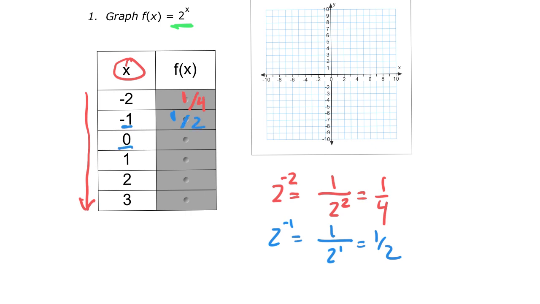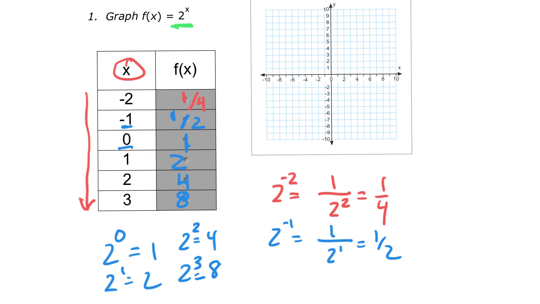Now we're going to the 0. 2 to the 0 is 1. 2 to the first is 2. 2 squared is 4. 2 cubed is 8. Now I'm going to graph to get what shape we have. So 3 is 8. 2 is 4. 1 is 2. 0 is 1. Negative 1, 1/2. Negative 2, 1/4. And they would keep getting smaller.